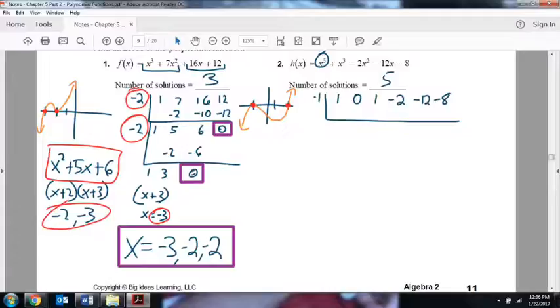So remember, drop down, multiply, add, multiply, add. So 1, that's negative 1, that's positive 1, that's 0, 0. Negative 2, that's positive 2. Negative 10. Okay, I think I did something wrong here. Negative 1 times negative 1 is negative 1. 0 minus 1 is negative 1. Times negative 1 is positive. Oh, that's what I did. Let's start erasing.